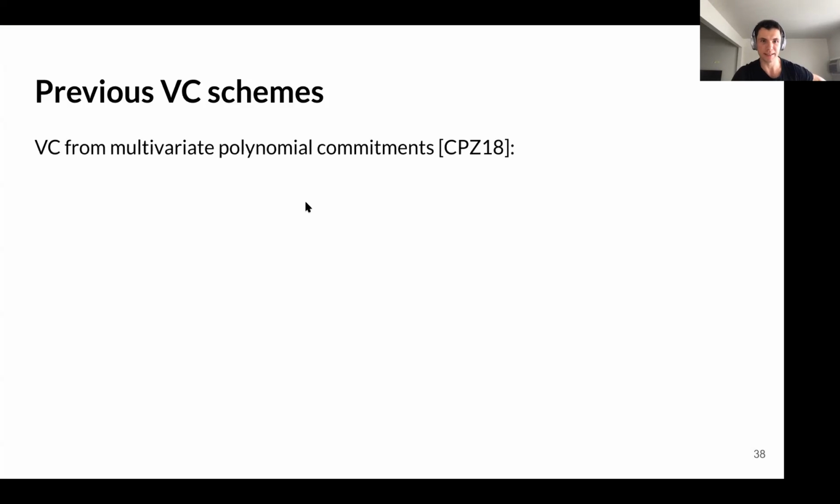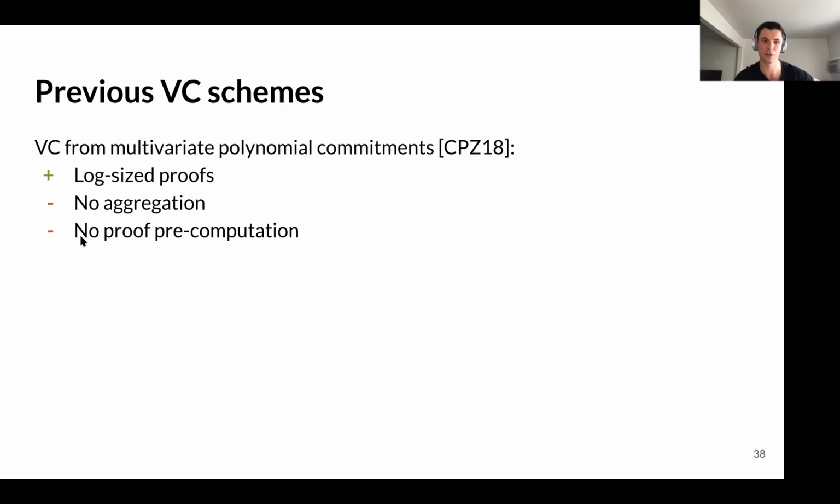Now, in previous VC schemes, Cepurnoi et al. built a VC scheme from multivariate polynomial commitments. And they have block size proofs, just like Merkle hash trees, that are very concretely efficient in practice, also 32 bytes per sibling node. But they don't support aggregation and they don't support proof precomputation.